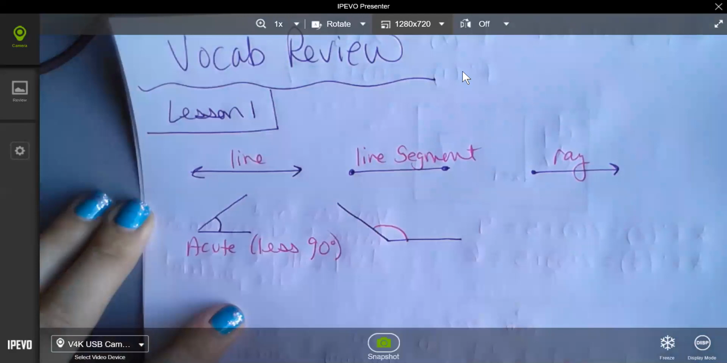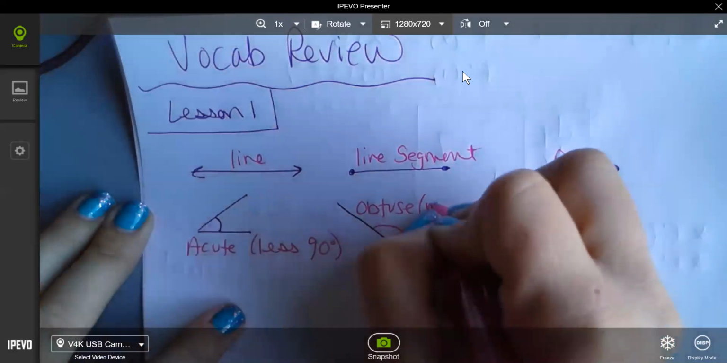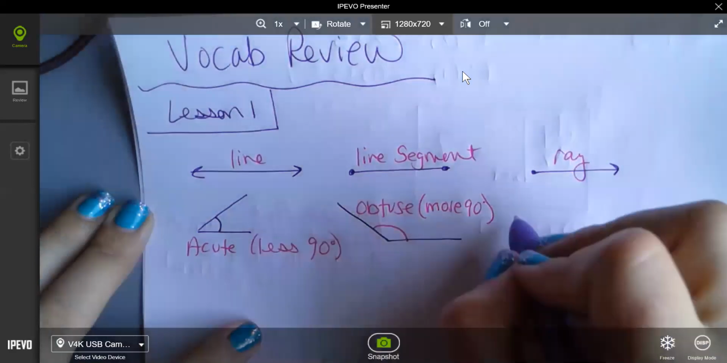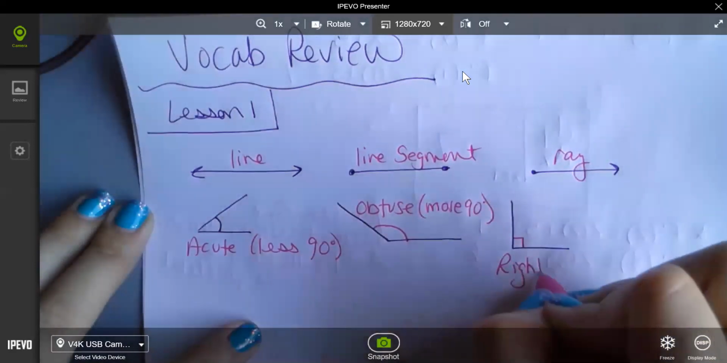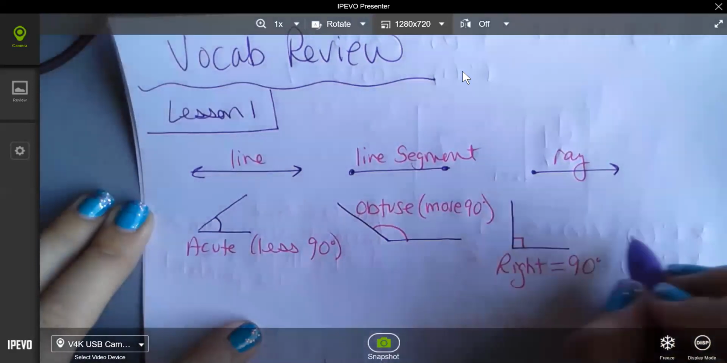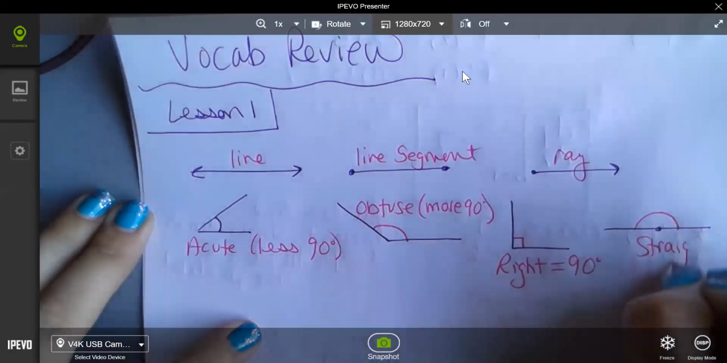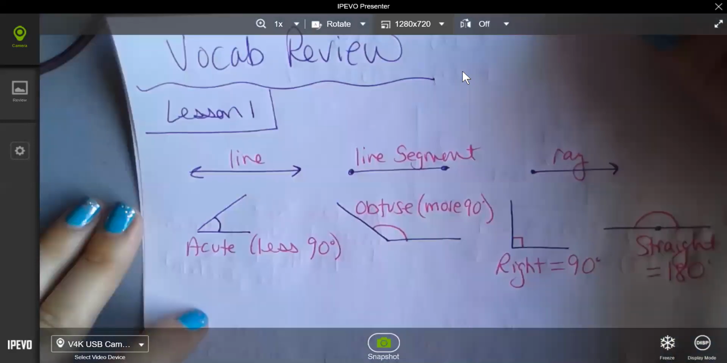We learned that this angle is more than 90 degrees. It is obtuse, more than 90 degrees. We learned that this, denoted by a little box, is a right angle, and that is exactly equal to 90 degrees. And we learned that this, a straight line or a straight angle, is exactly equal to 180 degrees.